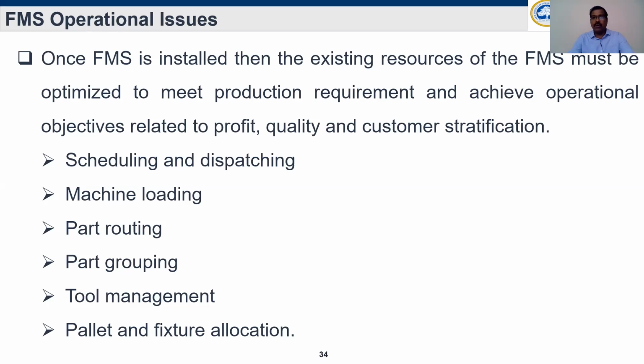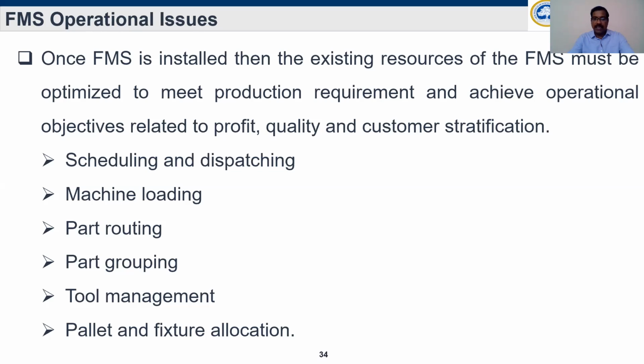Then what are the operational issues? We have to consider scheduling and dispatching, machine loading, part routing, part grouping, tool management, pallet and fixture allocation. These are all the operational issues once we have installed the FMS system and started running.